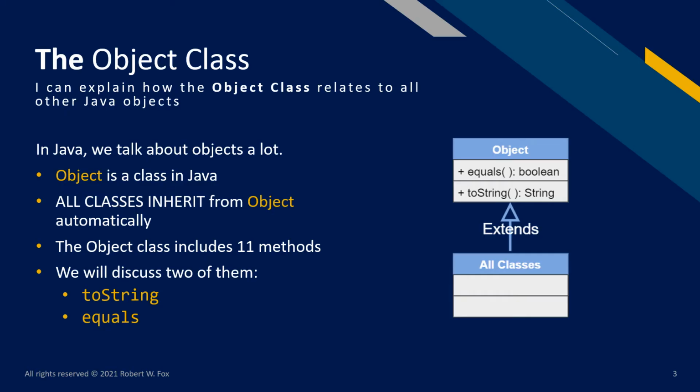In computer science, we throw the word object around a lot, but it's more than just a descriptor in Java. Object is actually a Java class. And it turns out that all classes, even the ones that you write, inherit from the object class automatically. The object class includes a total of 11 methods, and so that means that any object we create inherits these 11 methods. Most of them are beyond the scope of this course, but we are going to discuss two of them, the toString and the equals method.